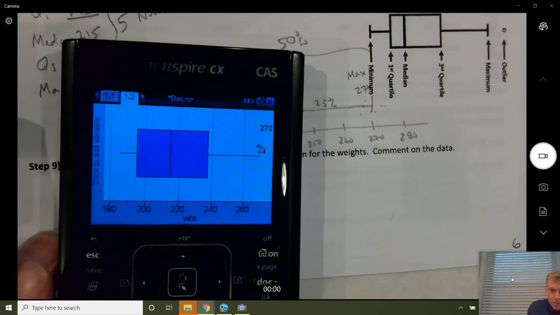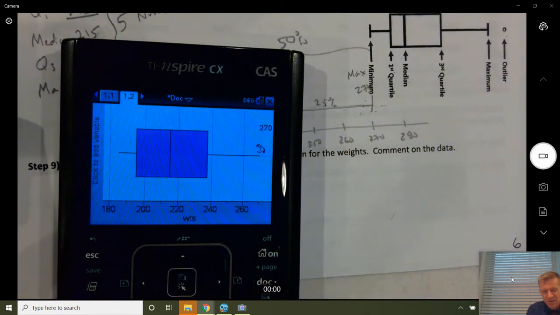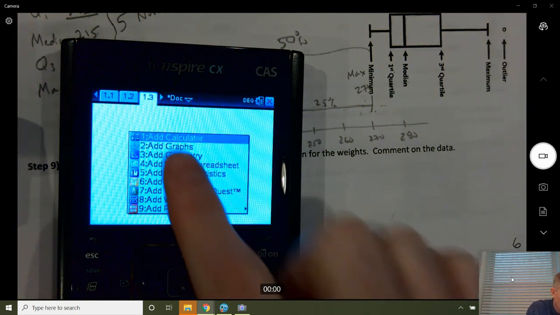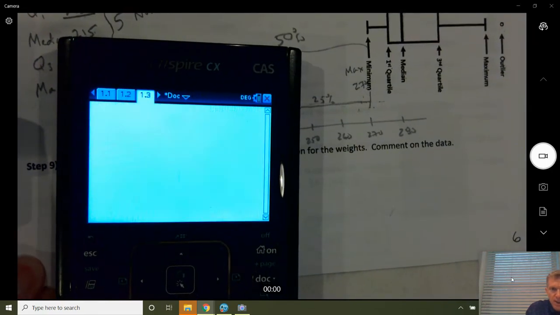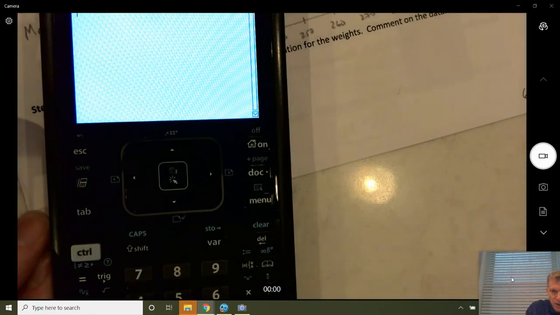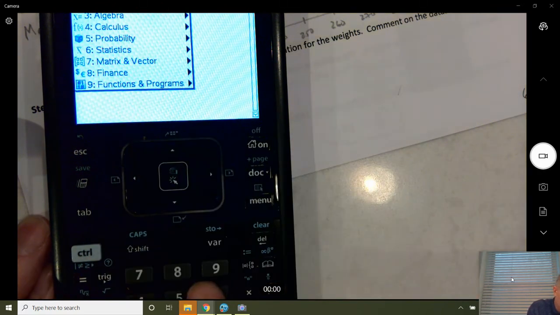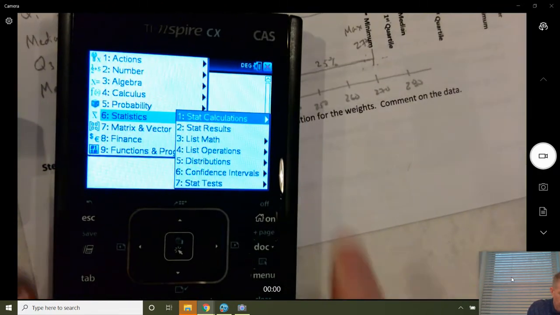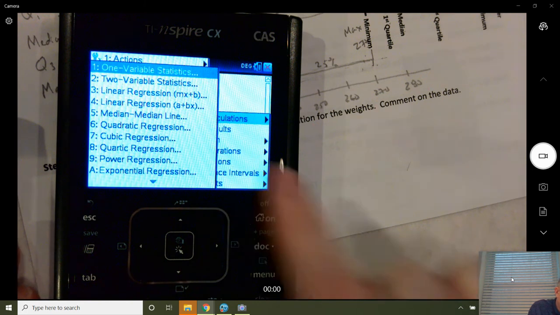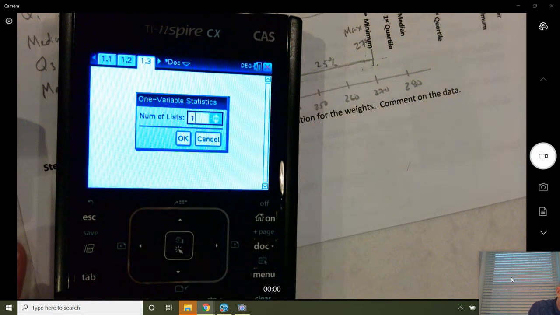So this is also another way. I'm going to add another page, and I'm going to show you. I think we saw this before, but it's also on one of the videos. I'm going to add a page. I'm just going to add a calculator page this time. And this time I'm going to go down to menu, and I'm going to hit number 6 for statistics. I'm going to do my stat calculations, number 1. Number 1 for one variable statistics.